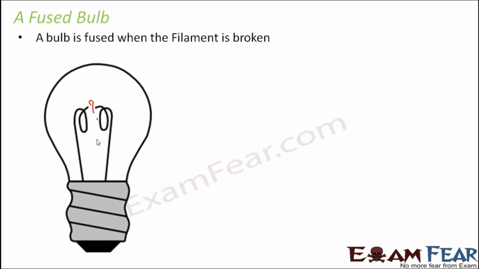And this type of bulb is said to be a fused bulb. You would have often heard that sometimes in your house when you switch it on, the bulb doesn't glow. And then your parents check the bulb and they say that the bulb is fused. So we need to change the bulb, or we need to change the filament of the bulb. So this is what is known as a fused bulb. So when the bulb is fused, the filament is actually broken.